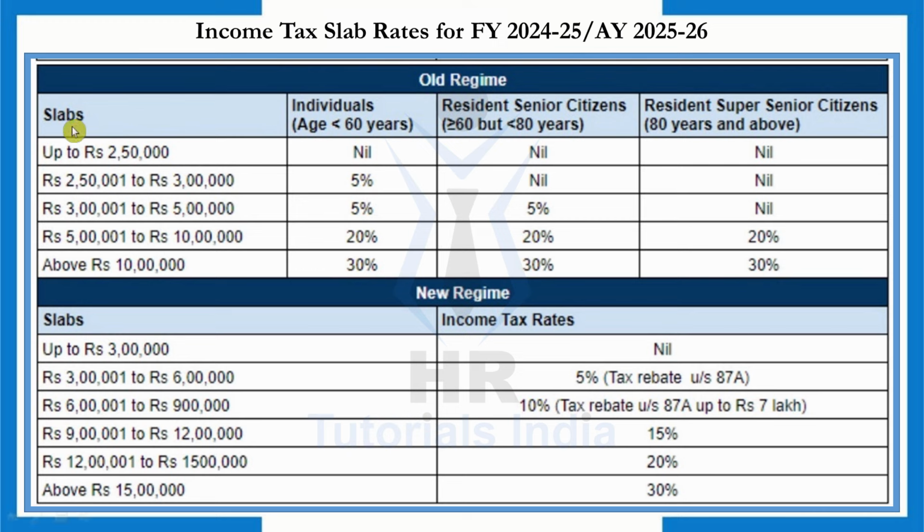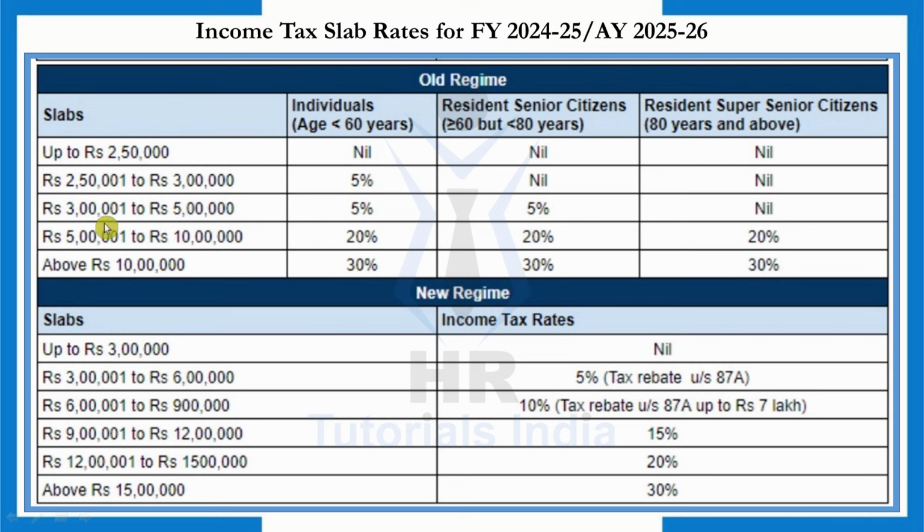The old regime has slabs for individuals aged less than 60 years, resident senior citizens above 60 years and below 80 years, and resident super senior citizens 80 years and above. The slab states that for employees earning a salary up to 2.5 lakhs per annum, it is nil for all three categories. For salary between 2.5 lakhs and 3 lakhs, the rate is 5% for individuals less than 60 years, nil for senior citizens between 60 and 80 years, and nil for super senior citizens aged 80 and above.